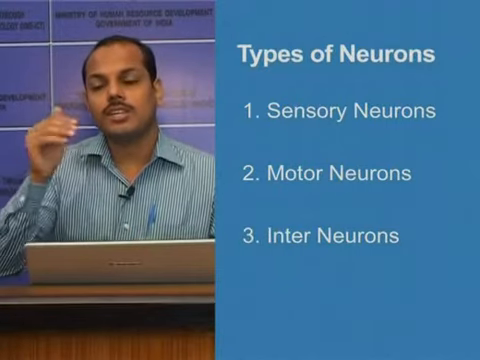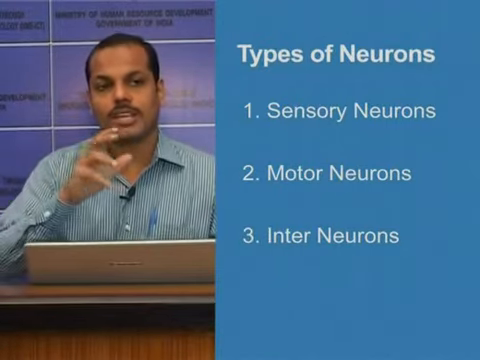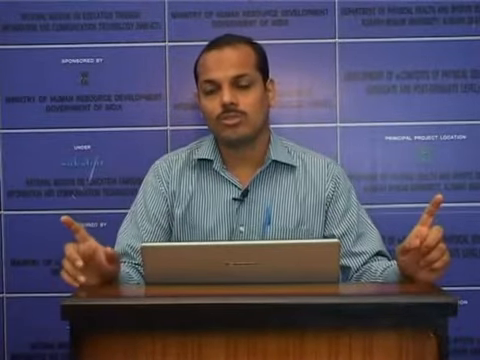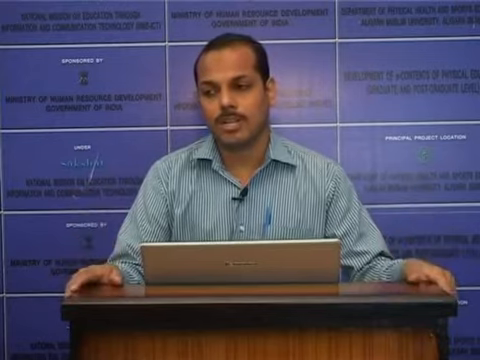And there are interneurons, which carry information between other neurons. They are found only in the brain and spinal cord. So there are three types of neurons. The first one is sensory neuron, second one is motor neuron, and the third one is an interneuron.